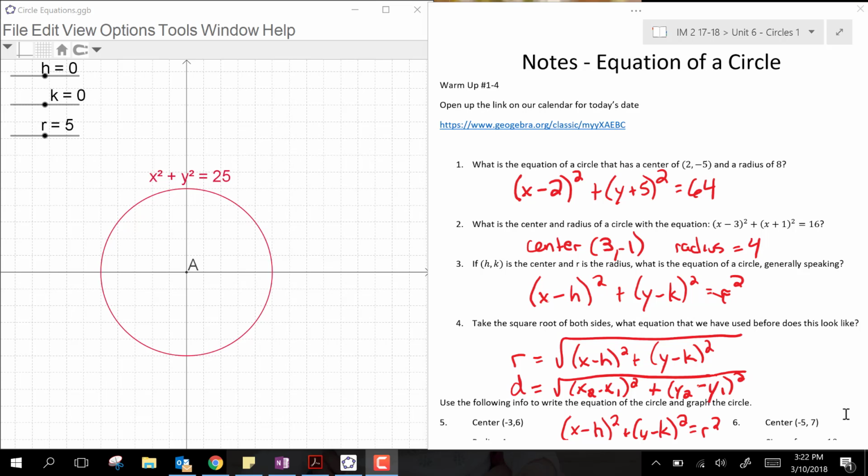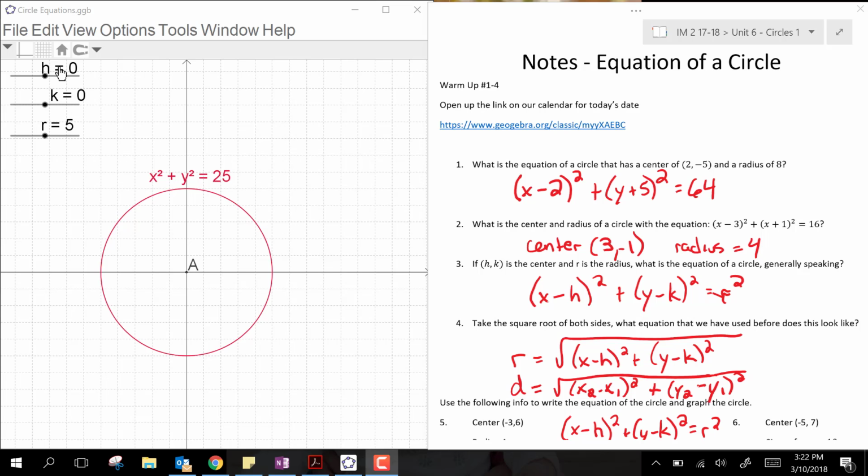Alright, today we're going to talk about equations of a circle. So first, we're going to go to this website, which is going to look something like this. It has a circle, and 3 sliders that we can change and experiment with. So what is the equation of a circle that has a center of (2, -5) and a radius of 8?